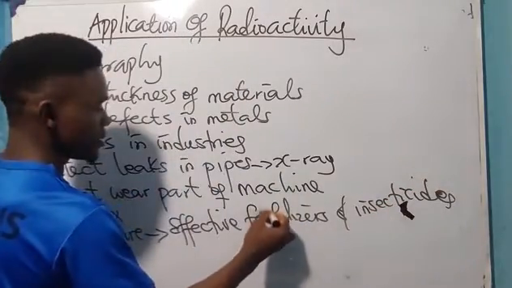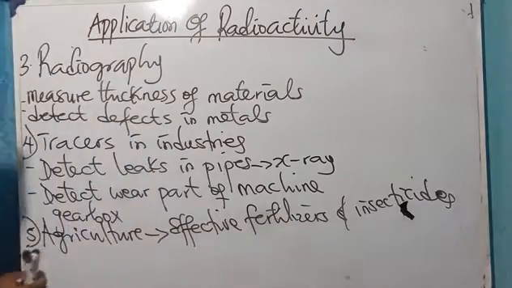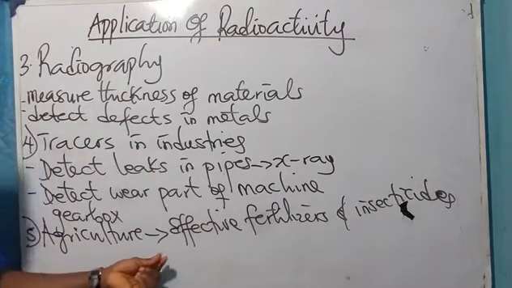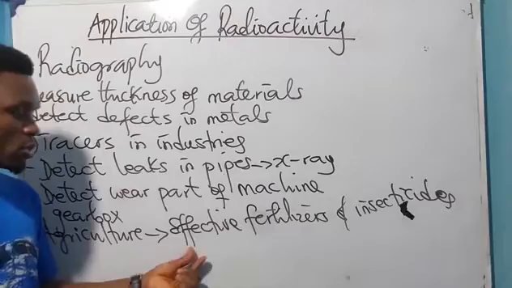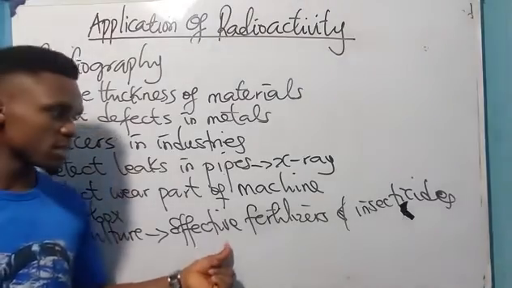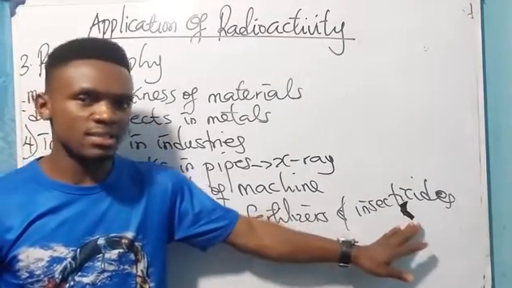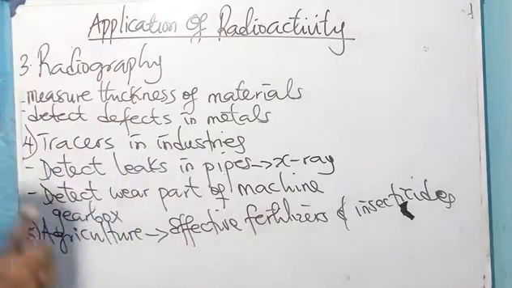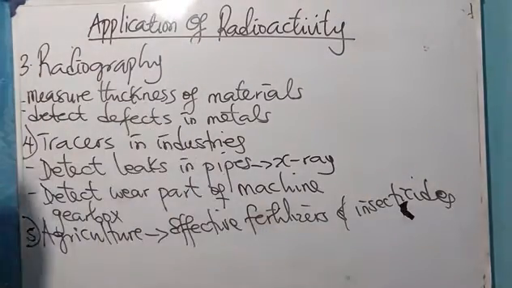Alright, fertilizer. In agricultural activities, radioisotopes are used to produce what? Effective chemicals and what? Insecticides. Take note of that. It is very, very important.